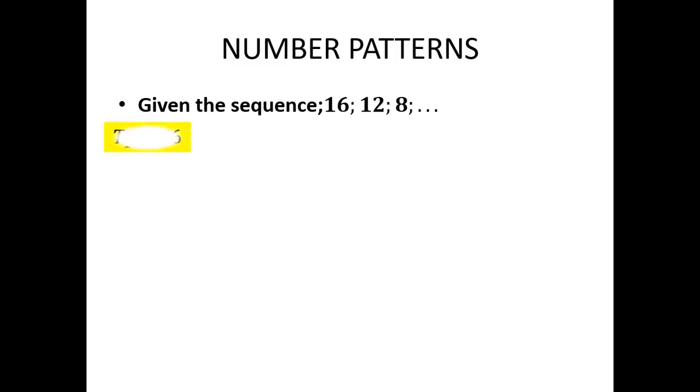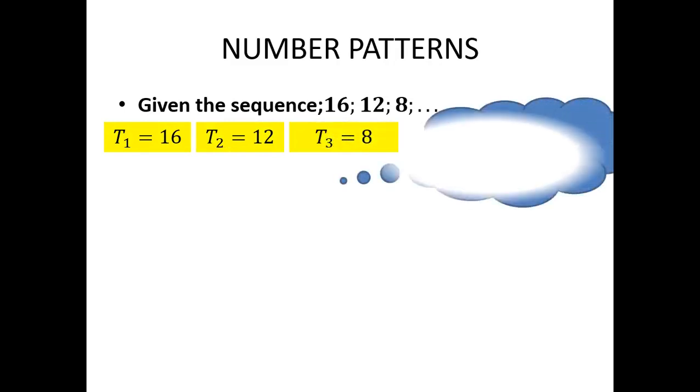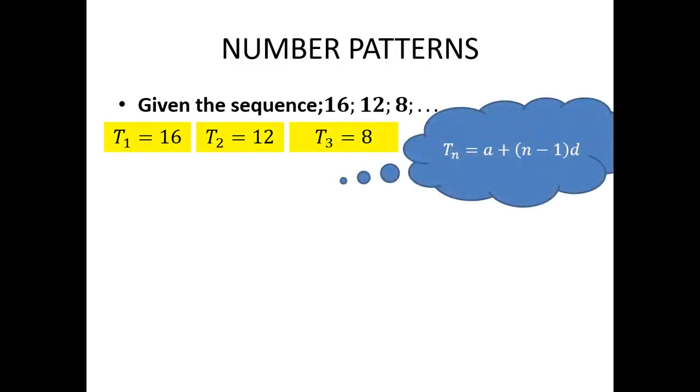Where 16 is the first term, 12 is the second term, 8 is the third term. We have to use this formula to get the general term. Where there is A, we need to substitute the first term, T1, which is 16. Now, to get this general term, or the nth term, or the rule, you need two values. You need the value of A and the value of D.